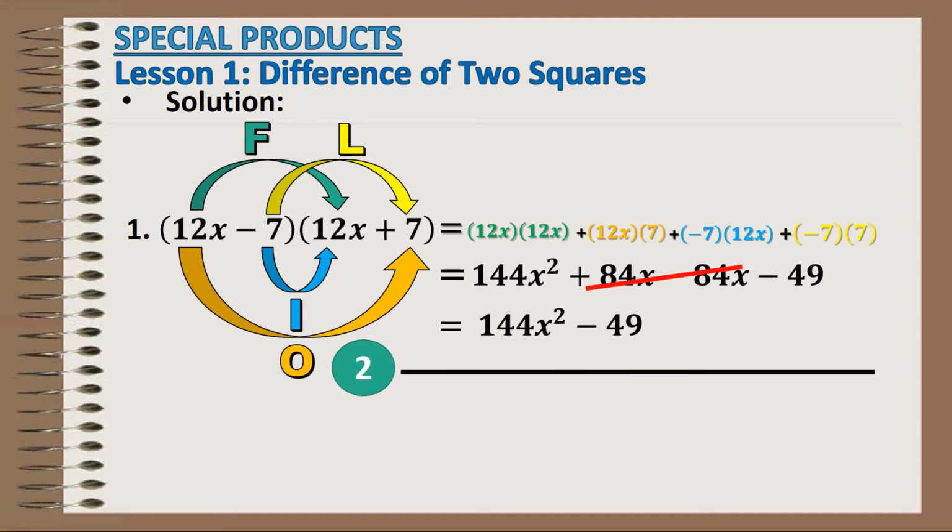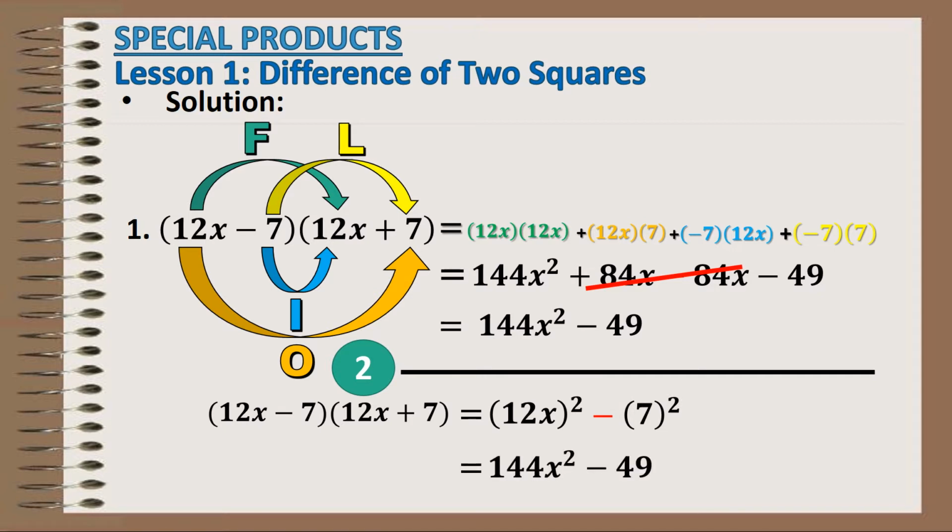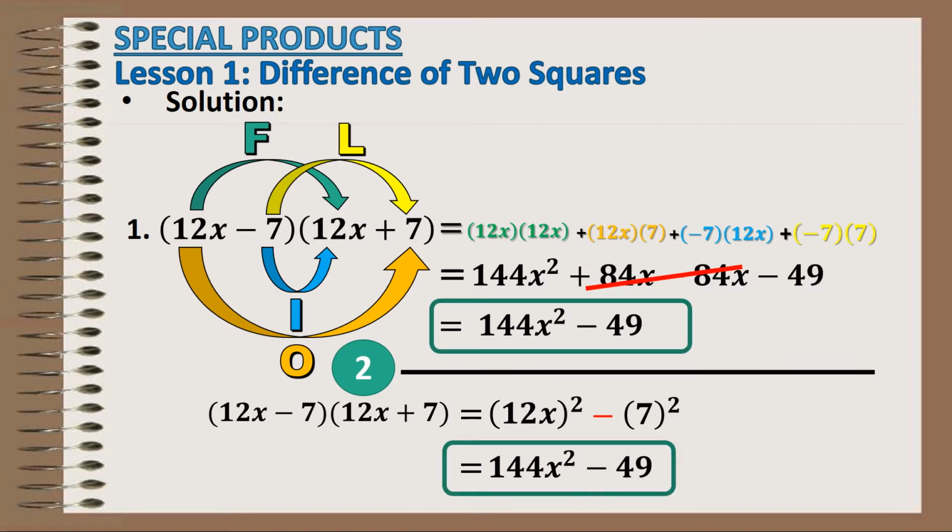And the other way, without using FOIL, we can have the quantity of 12x minus 7 times 12x plus 7 is equal to the square of the first term, we have the quantity of 12x closed quantity squared, copy the negative sign as a result of multiplying negative and positive, and then get the square of the last term, which is 7 squared. Simplify, we have 144x squared minus 49. Notice that both ways have come up with the same answer.